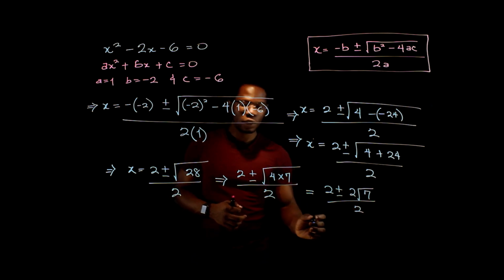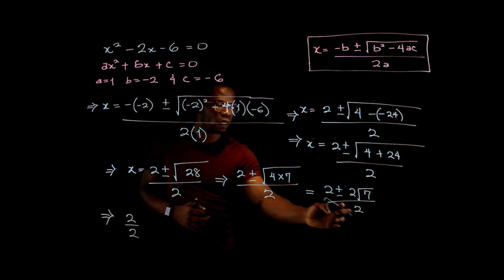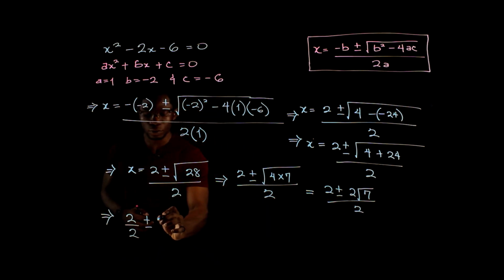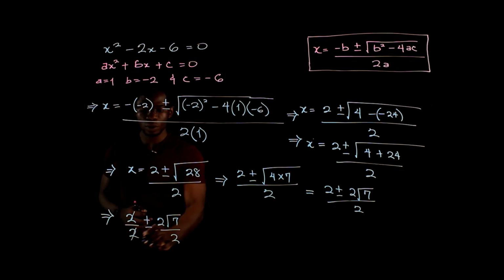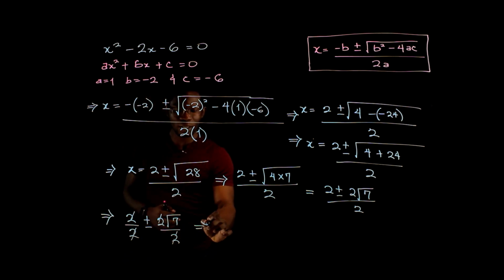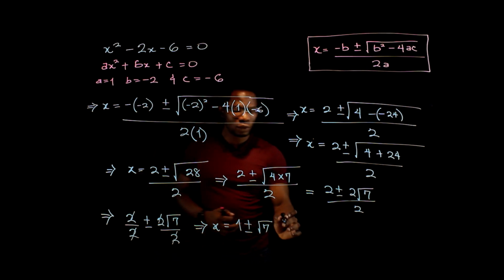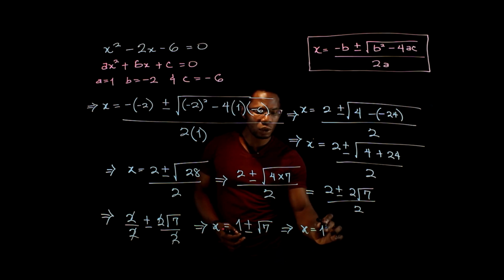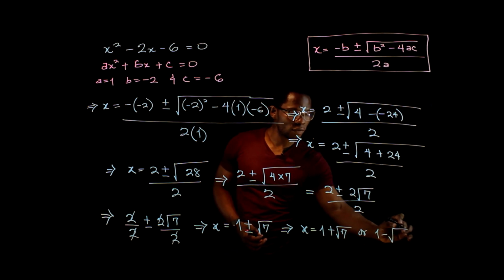And if we split this, we have 2 over 2, 2 divided by 2, plus or minus 2 root 7 divided by 2. So this becomes 1, and this cancels out this. So we have that x is equal to 1 plus or minus root 7. And so our two solutions to this equation are x is either equal to 1 plus root 7 or 1 minus root 7.